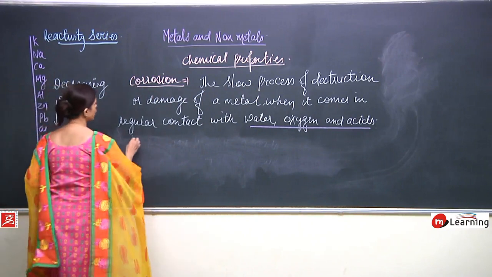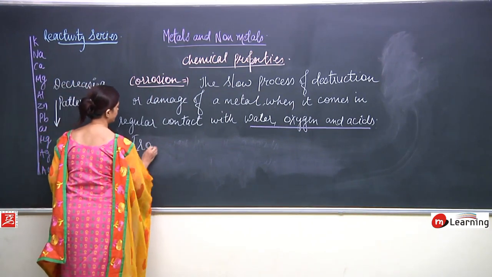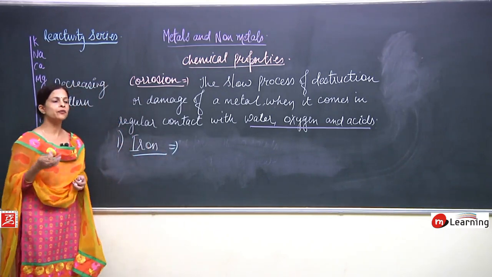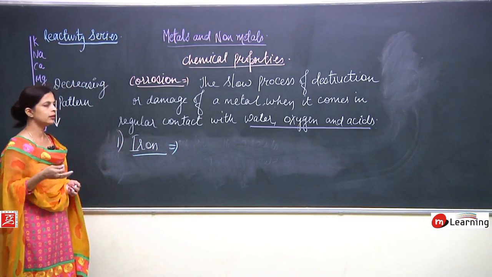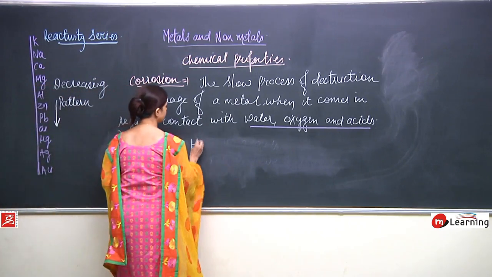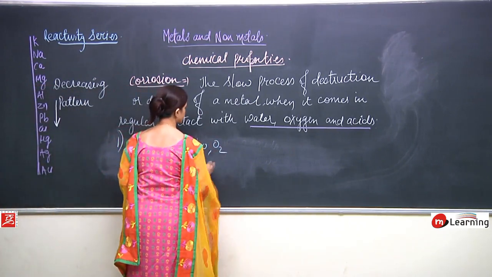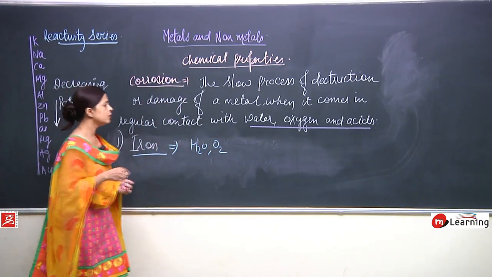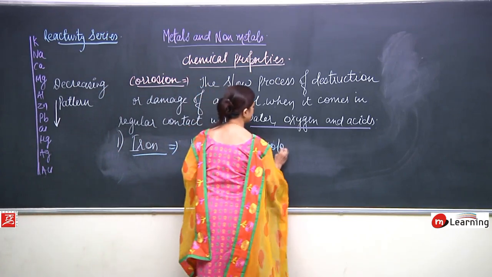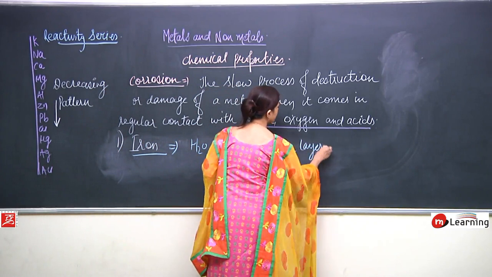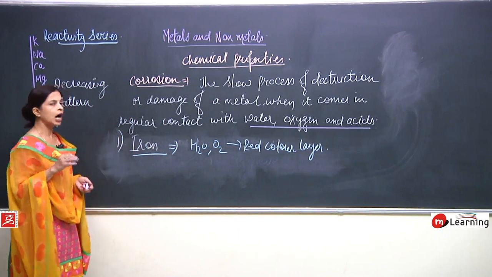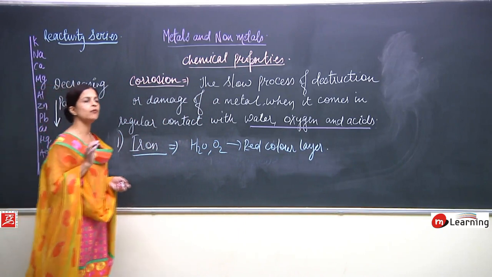Okay, so when we talk about iron, how does iron get rusted? When it comes in contact with water and oxygen, or even we can say moist air. So what happens? A red color layer is formed, which makes the metal very, very weak. Now to prove how we can avoid this, we will perform one experiment.